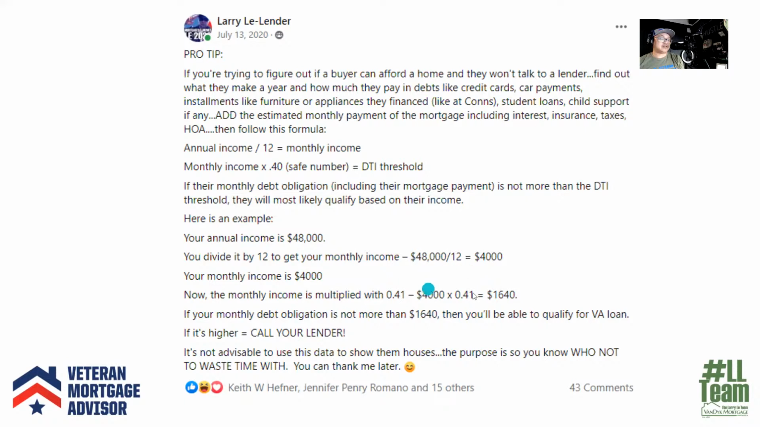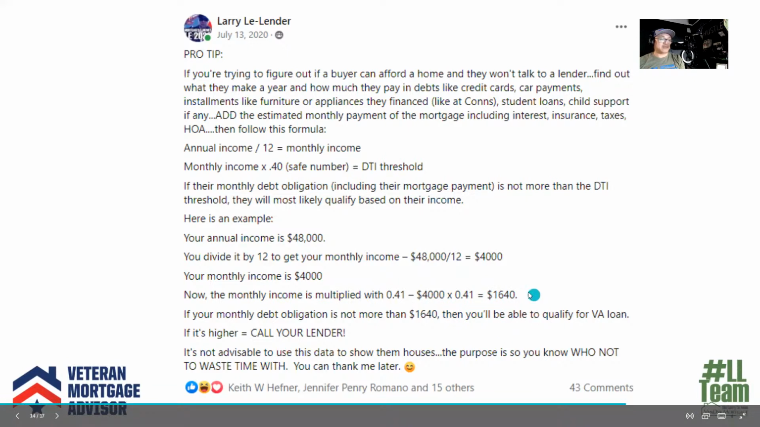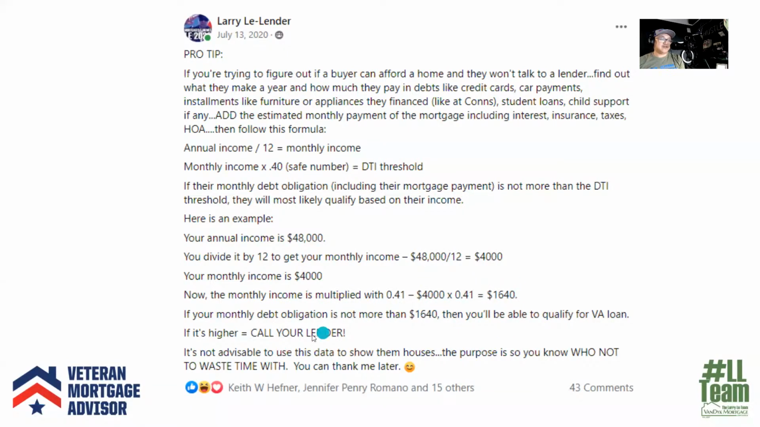Remember, you have to include the mortgage, right? So let's say the mortgage is $1,000 and they owe $500 in credit cards and car notes, then they could probably afford it because their DTI allows $1,640. They can afford $1,640 based on the formula, and based on the house they're looking at and their monthly obligations when you ask them, they spend only $1,500, then they could probably qualify for that. If the monthly debt obligation is not more than $1,640, then you'll be able to qualify for the VA loan. Okay. If it's higher, then you call your lender, right?